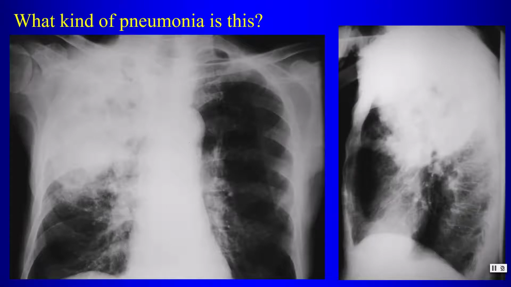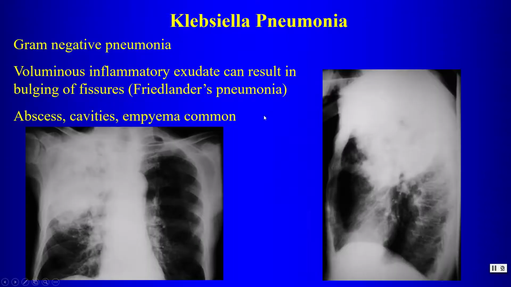And if we show you this case and say this is pneumonia, so we have an extensive right upper lobe pneumonia here, but what is peculiar about it is that there is bulging in the fissure, especially here along the major fissure. So this is called Friedlander's pneumonia, typically associated with Klebsiella, although other gram-negative organisms can also do it. And we get expansion of the lobe here because of a voluminous inflammatory consolidation that causes bulging of the fissures. And this can be associated with complications like abscesses, cavities, and empyema.